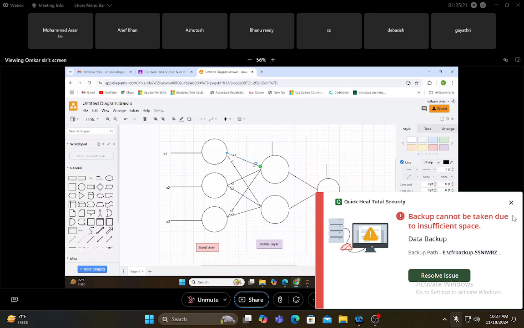Who is this weight? First neuron, first input: W11. Second input, first neuron: W21. Who is this? W31. Done? Now come here. First input, second neuron: W12. The procedure is that the input comes first and the neuron comes after. Second input, second neuron: W22. Third input, second neuron: W32. Okay?